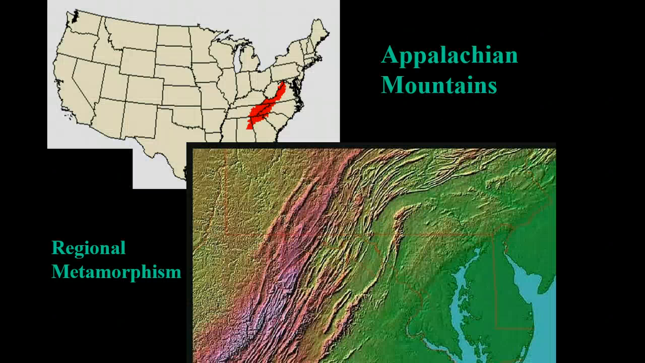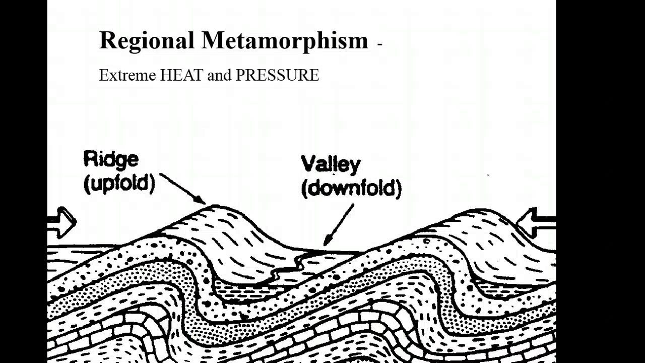That pressure and that heat that's generated from the land processes that make building mountains creates metamorphism in that area. So I'm just going to go back because I skipped through those pictures, but here is an example of regional metamorphism along the Appalachian Mountains. Anytime you see a mountain range, you would expect to see regional metamorphism.